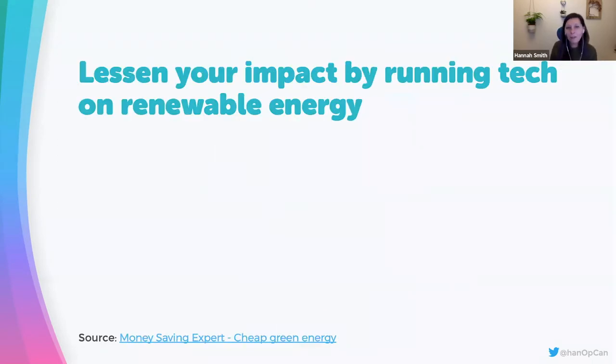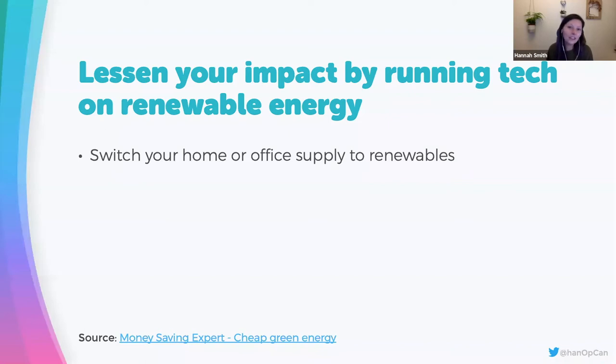So one thing that you can do to lessen the impact of any tech or digital that you're running, both at home or in the office, is look to switch your home or office supply to renewables. These are actually often cheaper tariffs as well. I wanted to fact check that statement, so I found a really interesting article from Money Saving Expert. I've linked to it at the bottom of the slides, and I'll make the link to the slides available shortly. That did quite a bit of research into this, and it is true.